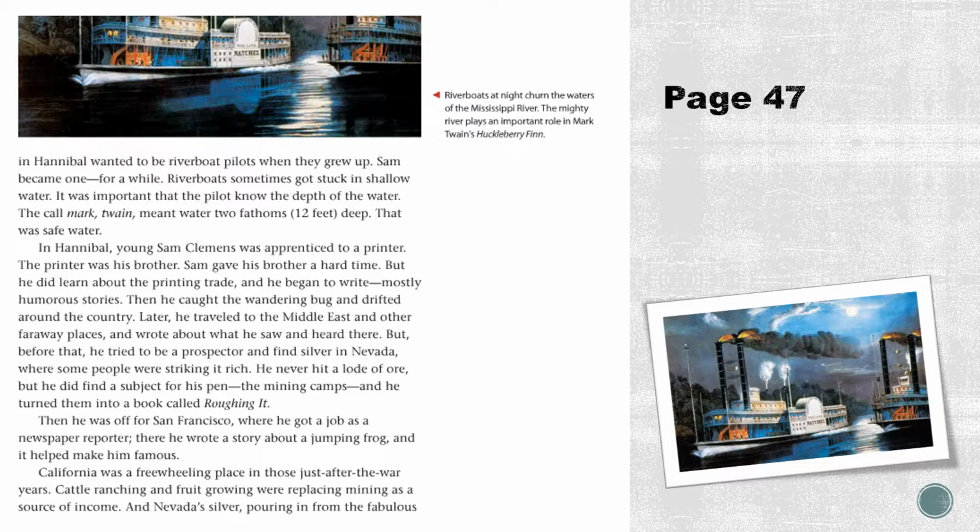He went on to be an apprentice for his brother at a printing shop, and he learned about the printing trade, and that's where he began to write. He began to travel all over the world, and he would write about what he saw and heard there. He went on to become a newspaper reporter, and there he wrote a story about a jumping frog, and that helped him to become famous.